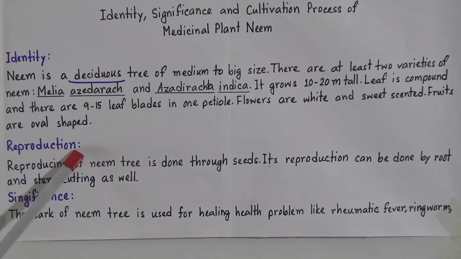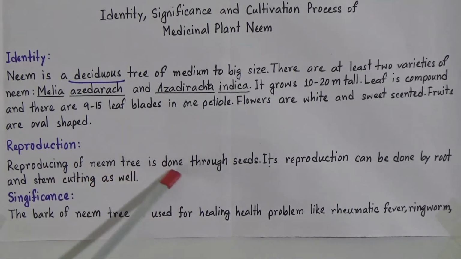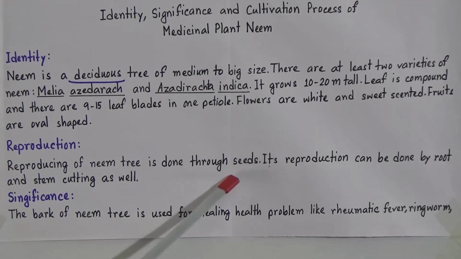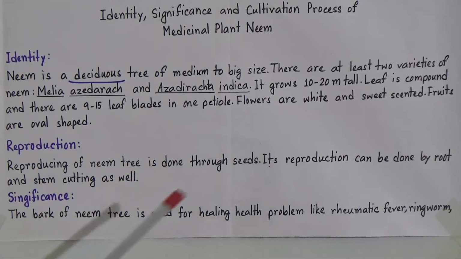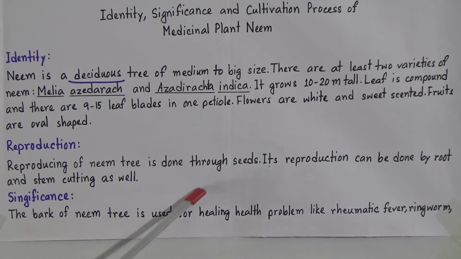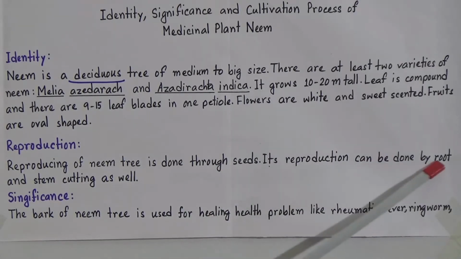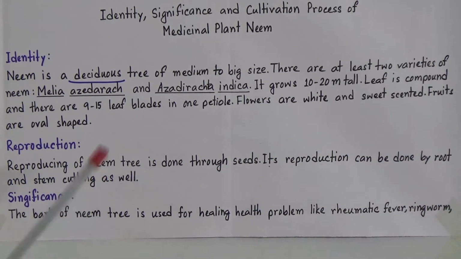Now the reproduction, how you will get the neem plant. Reproduction of neem tree is done through seeds, and this is the popular process, and its reproduction can be done by root and stem cutting as well. So we can also reproduce neem by root and stem cutting.